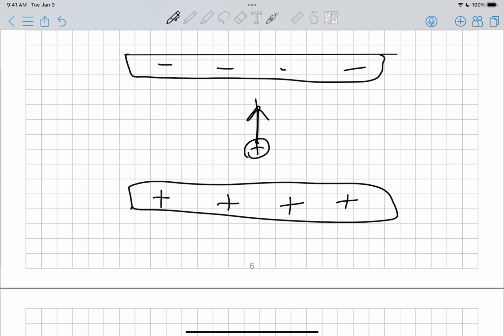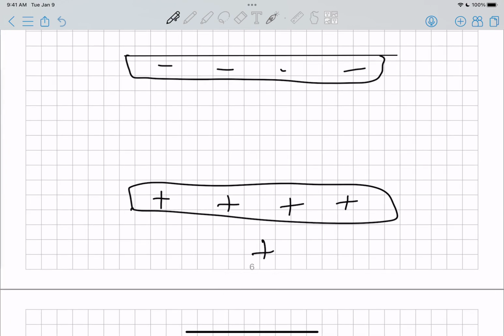Exactly, it would be attracted, so it would also move upwards, right? So the idea is that your electric field lines point in a direction showing how a positive test charge would react if it were there next to the electric field. So if I have a positive test charge here, it would react by moving away from the sheet charge in that sense.